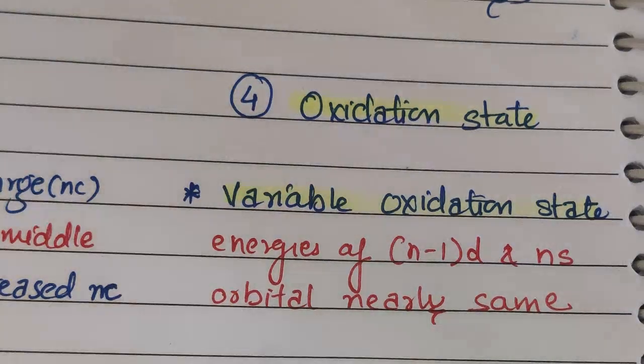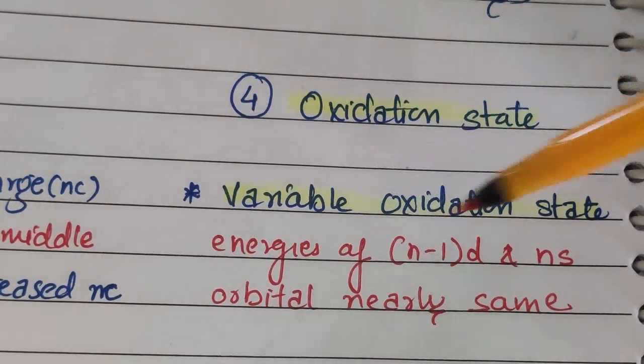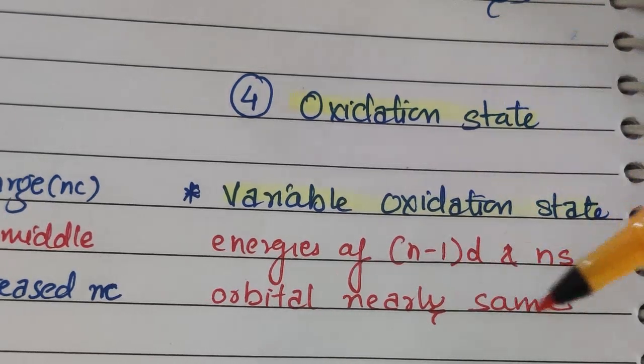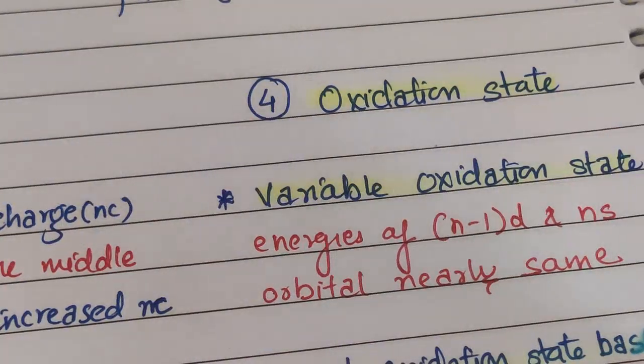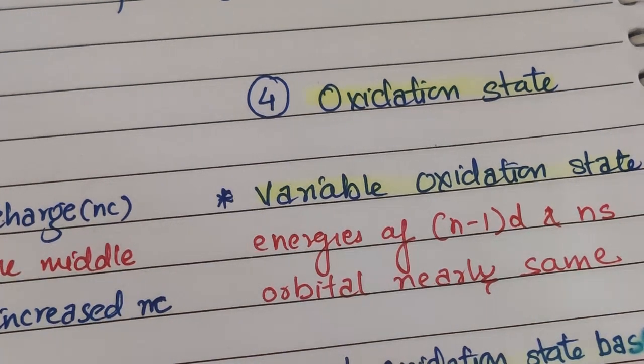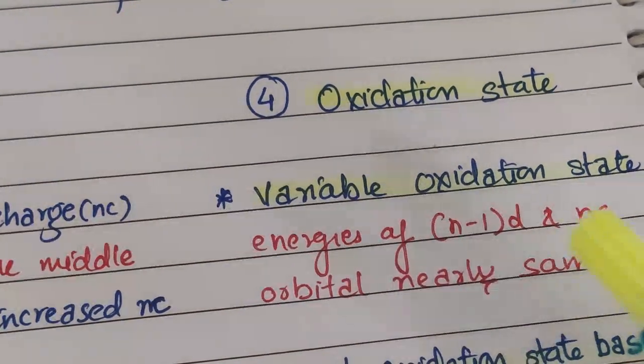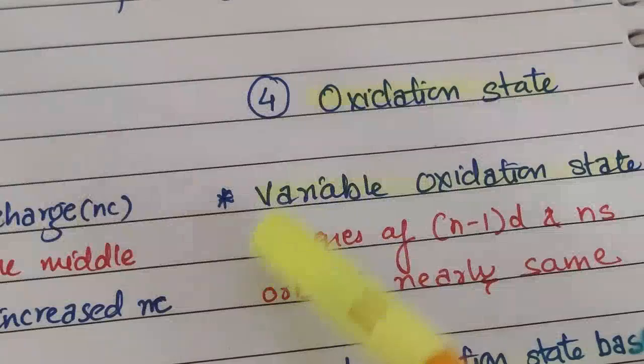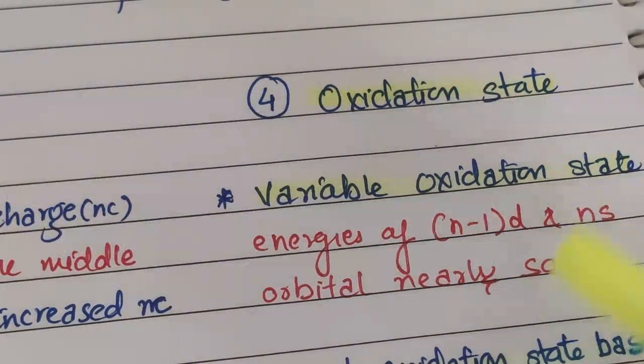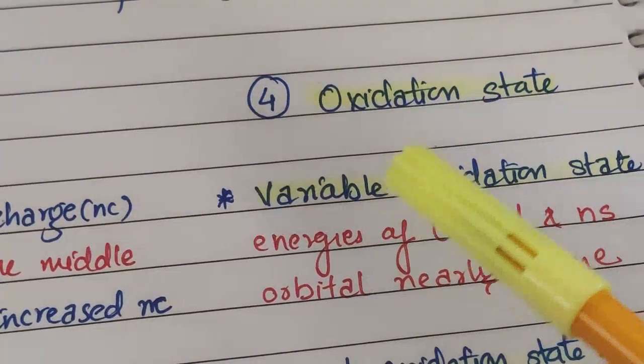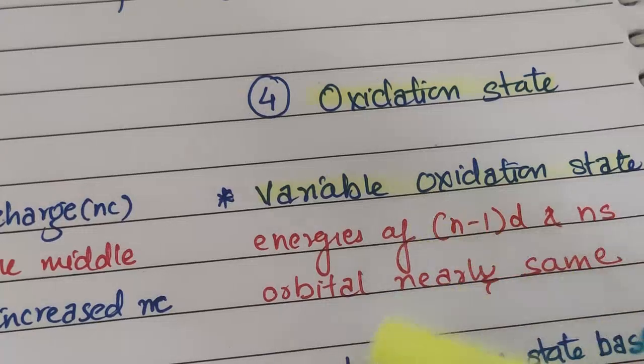The next question: why do d block elements possess variable oxidation states? Because ns and (n-1)d have similar energy, or we can say their energies are nearly the same, hence d block elements can easily show variable oxidation states. Now since they can exist in variable states, they can possess a highest and a lowest oxidation state, and the lowest oxidation state is basic in nature.